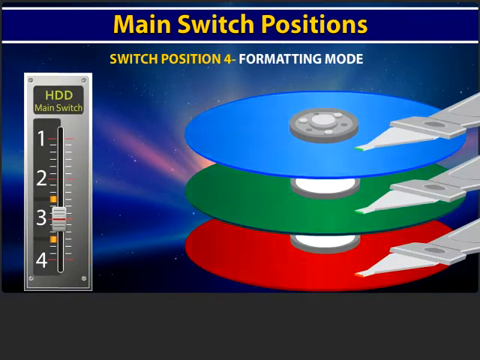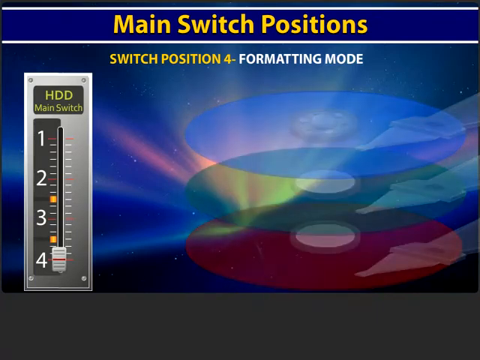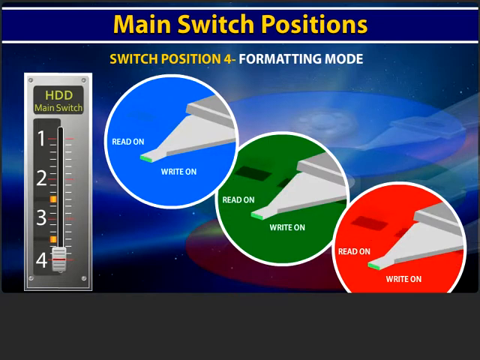When we want to format the computer for the first time, we must shift the main switch to position number 4, the so-called formatting mode position. To achieve that, the second safety latch must be moved back to allow the main switch to move from position 3 to position 4. At position number 4, all read and write heads are switched on, as all 6 heads are shown here in green. Position number 4 is securely protected by the second safety latch.